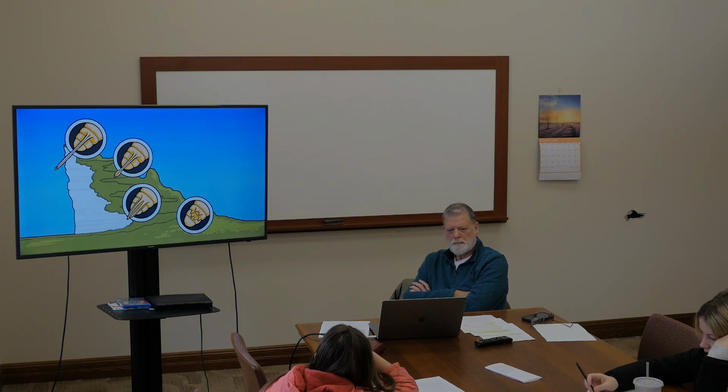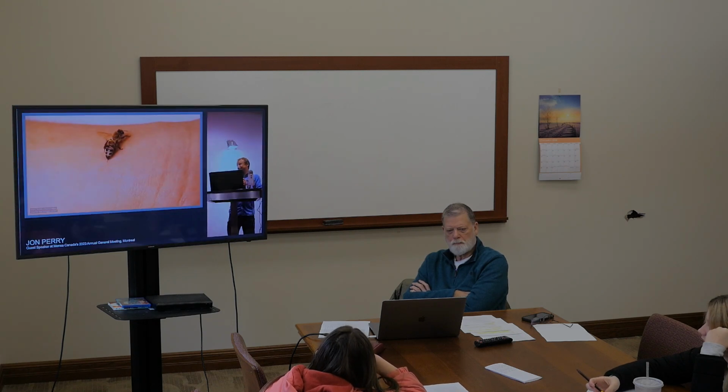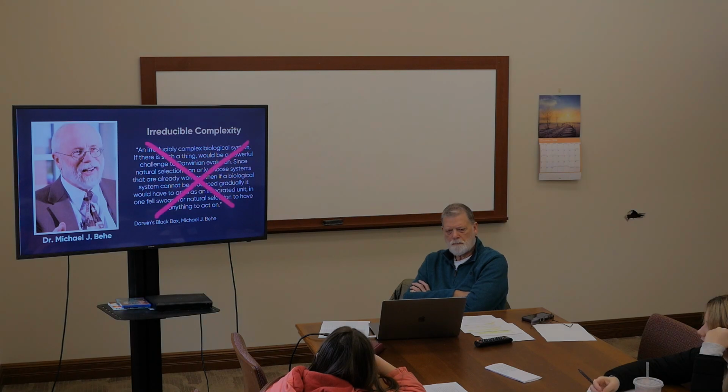So here we have a winding pathway from a simple scraping structure all the way up to the stinger, using comparative anatomy of organisms that are closer and closer related to honeybees. The second thing to remember is that irreducible complexity is not a problem for the process of Darwinian evolution. Simple variation acted upon by natural selection can produce irreducibly complex structures.